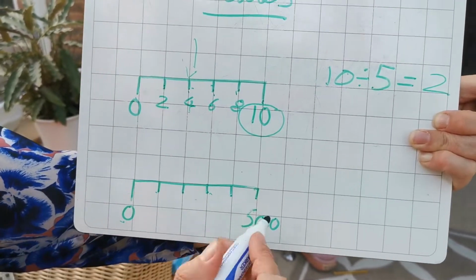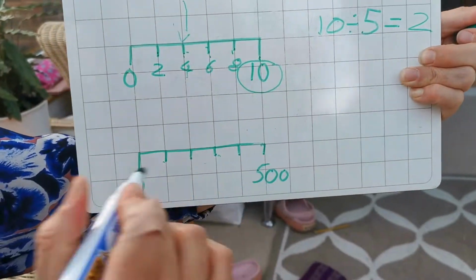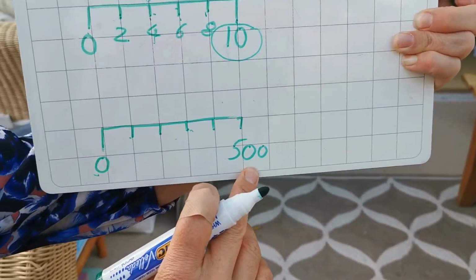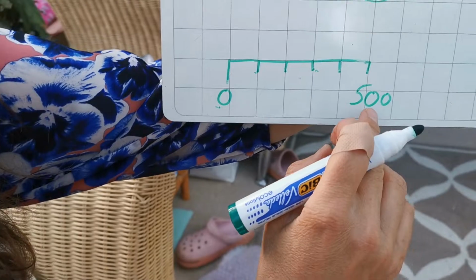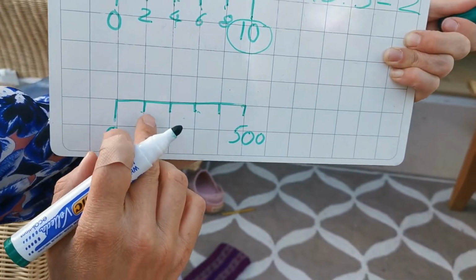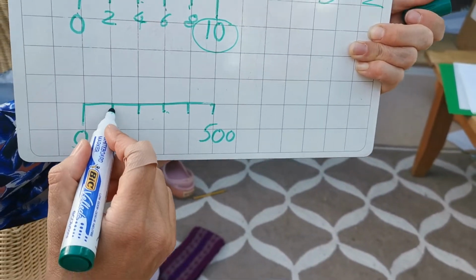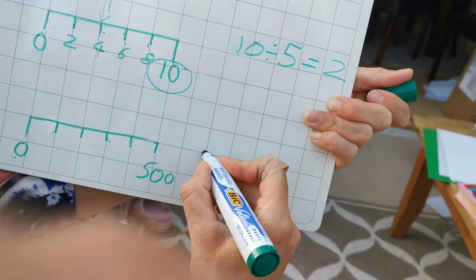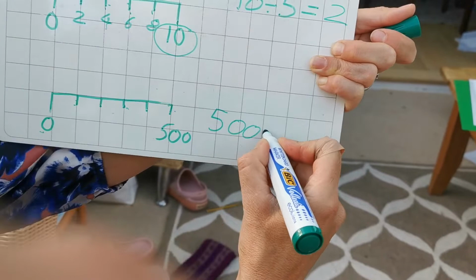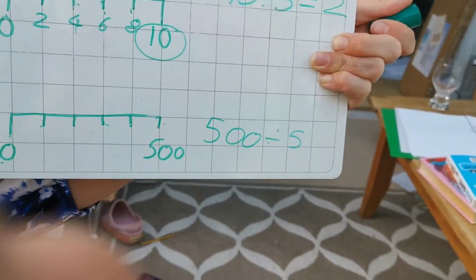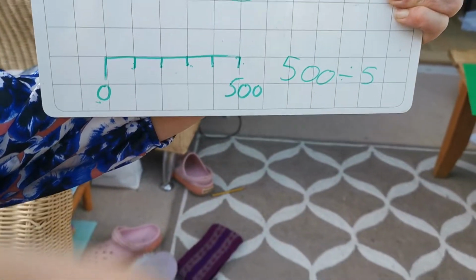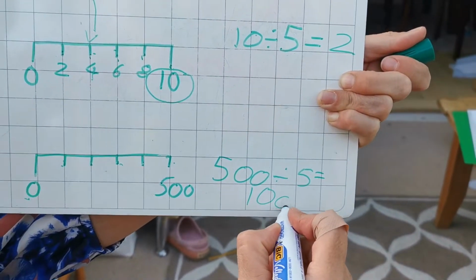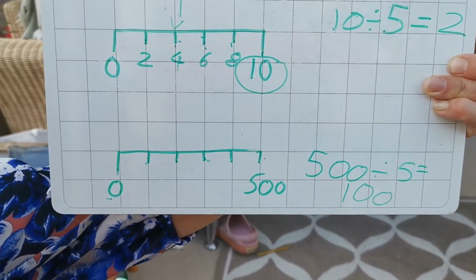Let's do it again with a slightly bigger number. Okay, so here we've got 0 and we've got 500. Now, we look at our 500 and we see, right, how many different sections are there? It's 1, 2, 3, 4, 5. So we do 500 divided by 5, because that's how many sections we have. And 500 divided by 5 equals 100.